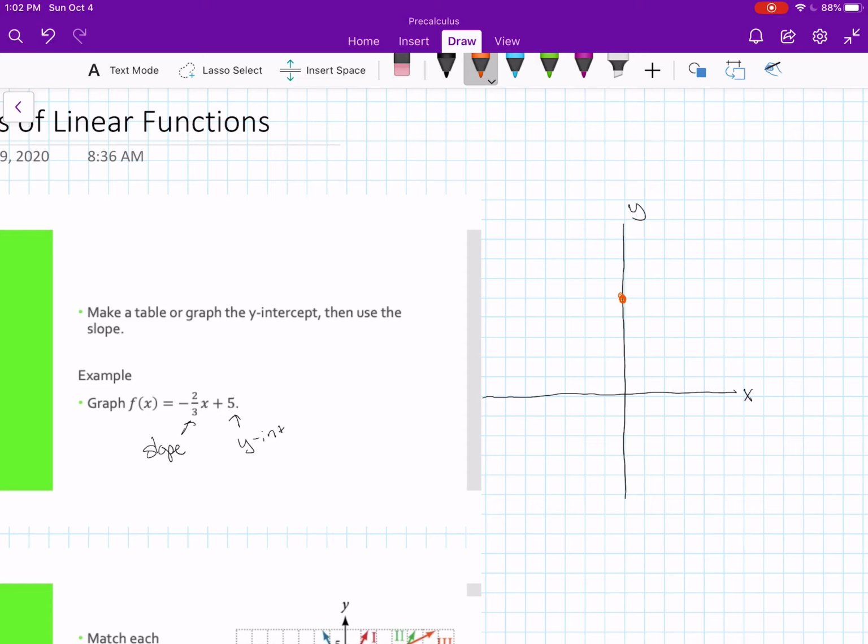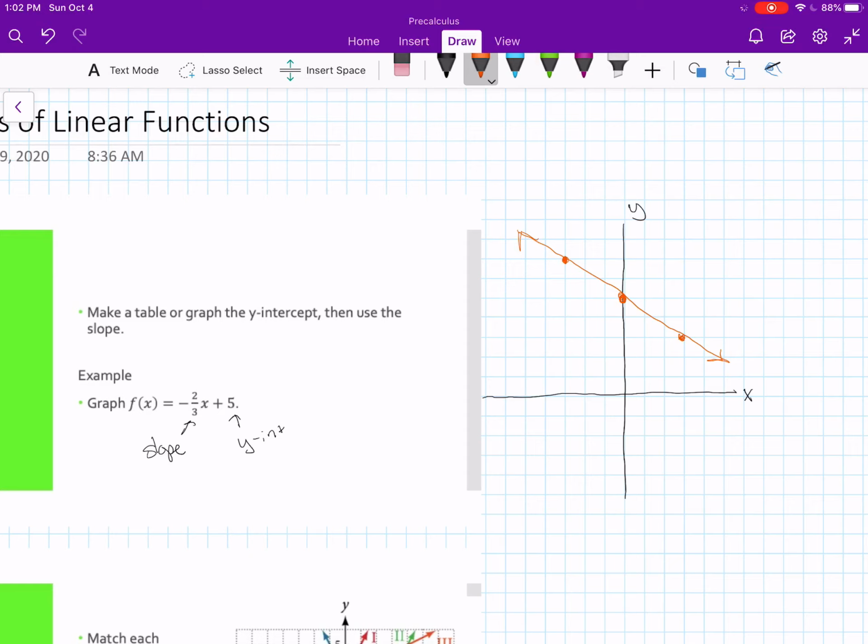That means we can either go down 2 and to the right 3, or we can go up 2 and to the left 3. Double check yourself. Remember, if it's a negative slope, it should be going downhill from left to right, which it is, and then just connect the dots.